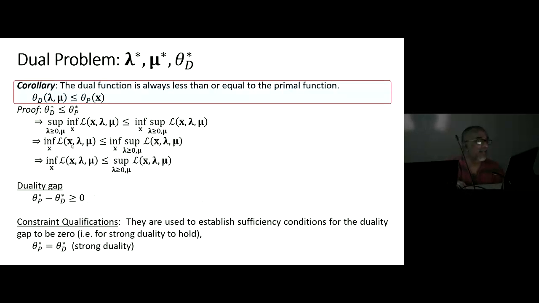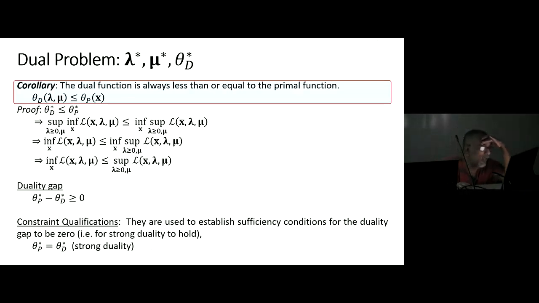And so this is the next theorem. Theta d, the value of this function, no matter what lambda and mu are, lambda has to be greater than or equal to 0. Theta d is always less than or equal to theta p of x. And this is the proof, which is common sense, actually.